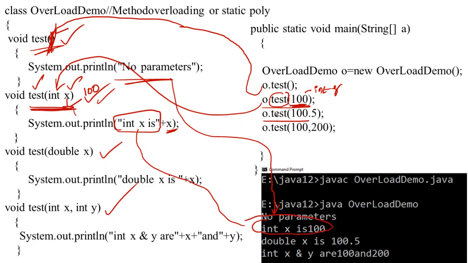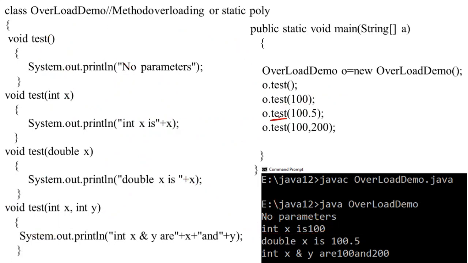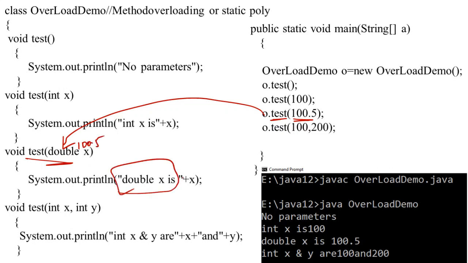O dot test of 100.5. As I told you in my previous lectures, by default, if you write 10.5, 11.5, something like that, it is double, isn't it? Test is a method. Again, it will check for the match. It will check for the test method with a double argument. Yes, this is a test method which has a double argument. In such a case, control will go here. This 100.5 will be copied here. Double x is, a message to which 100.5 will be appended. Therefore, double x is 100.5, isn't it?